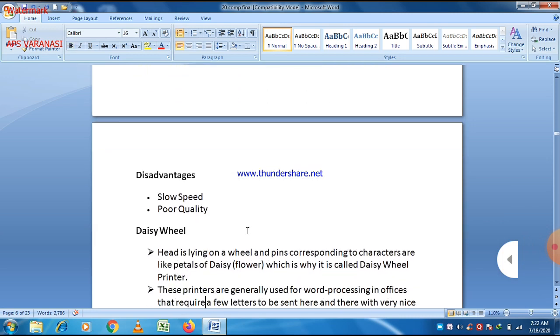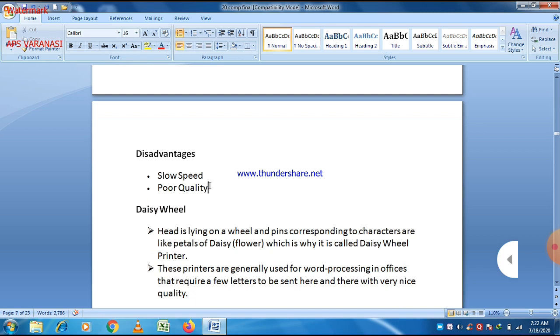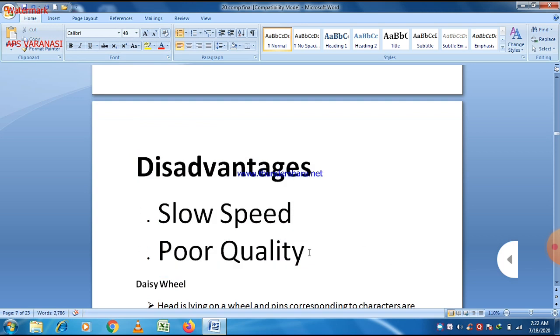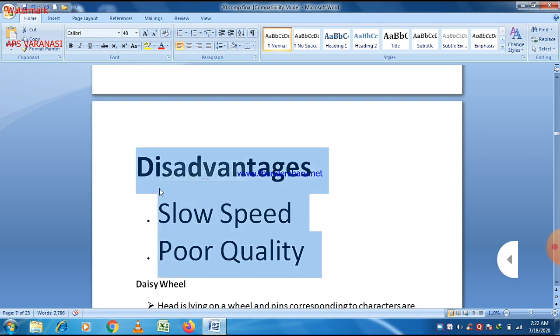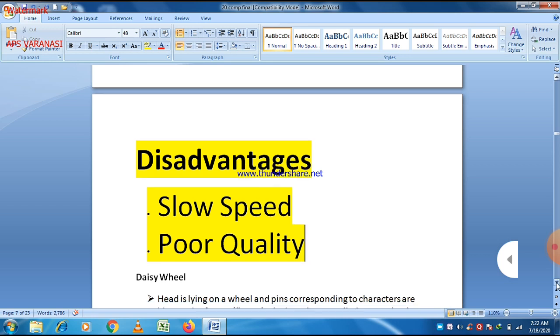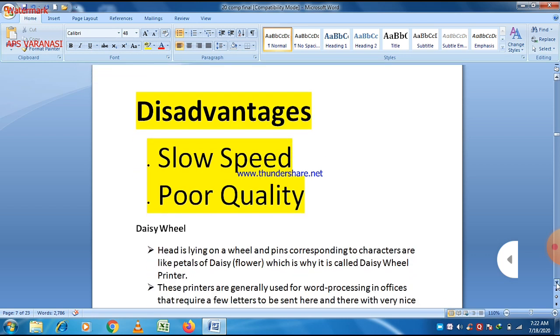Next, disadvantages: slow speed and poor quality. They have very slow speed and poor quality of picture. Even if we write a character or a word, it is not very visible. But because they are very economical, they are popular.